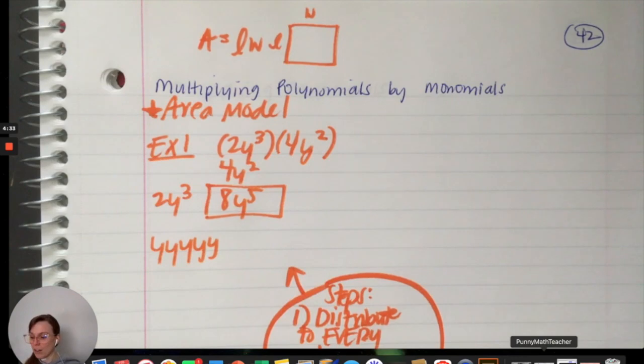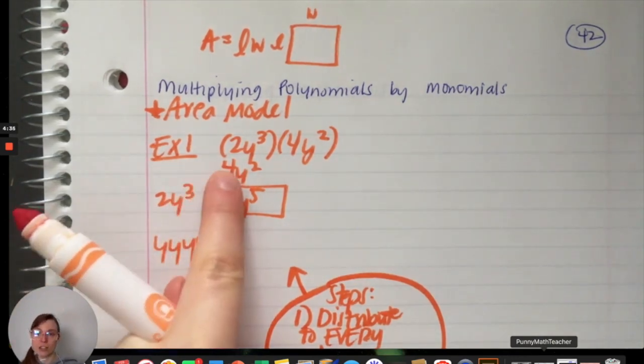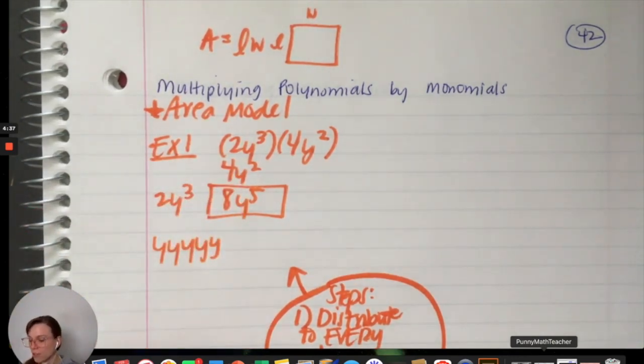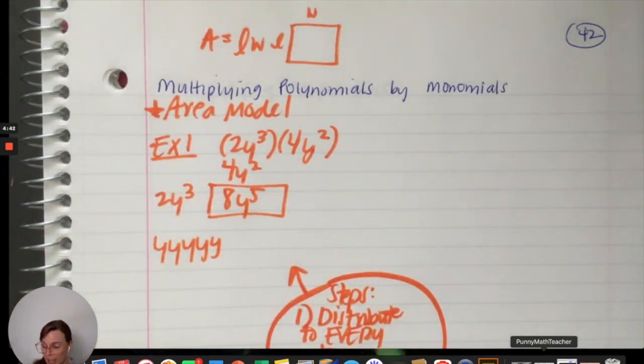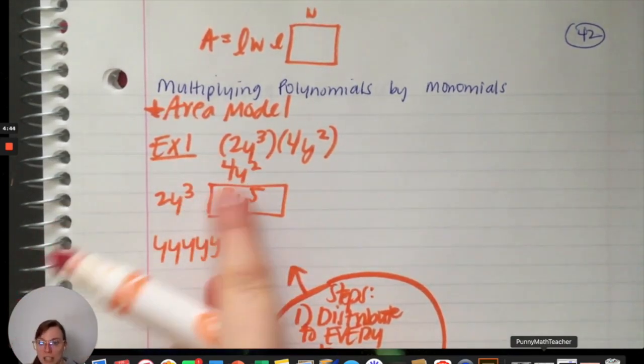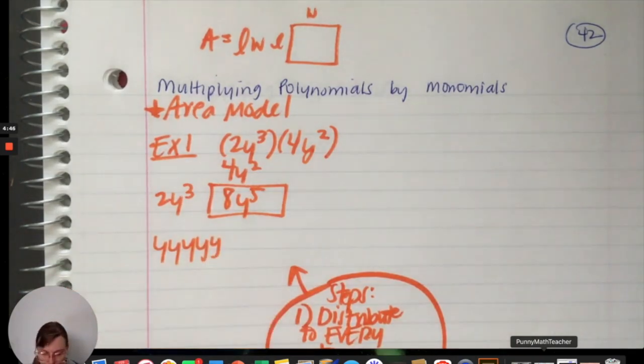So the area model is physically writing your answers, your terms, or your monomials or polynomials outside of the area that you are finding, and then multiplying to get the inside area, all right?